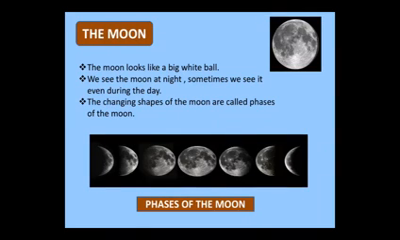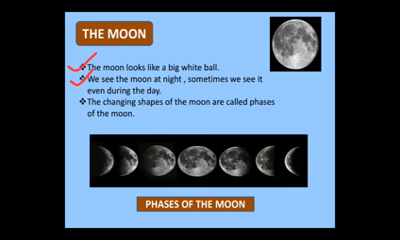Now, coming to the moon. Now the moon we already have studied, students. The moon is white in color and it also looks like a ball. It is a white, big ball. Now we see the moon at night. Sometimes we see it even during the daytime. Sometimes it happens, students, that you can see the moon during the daytime also. Yes, but we see the moon at night, shining brightly in the sky.